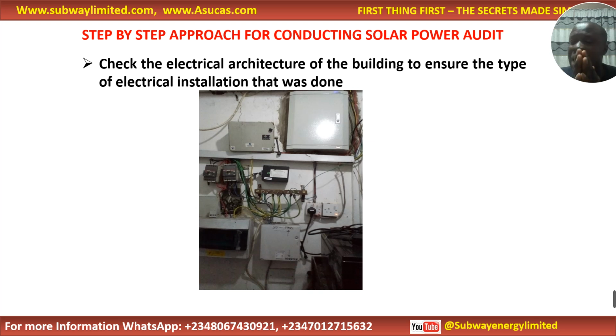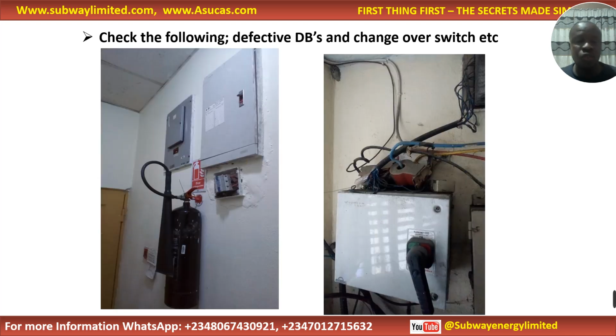So when you go for a power audit, please go to the DB and check the electrical architecture of the building, to ensure the type of electrical installation that was done. I will not waste time. Look at these two DBs. Which one will you prefer? Look at how this one is haphazard. Look at the neat job.